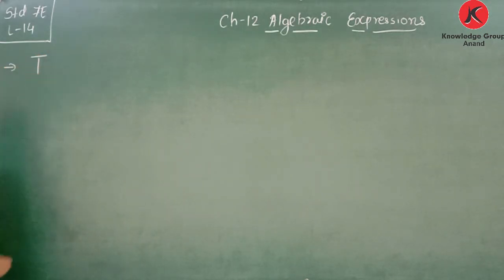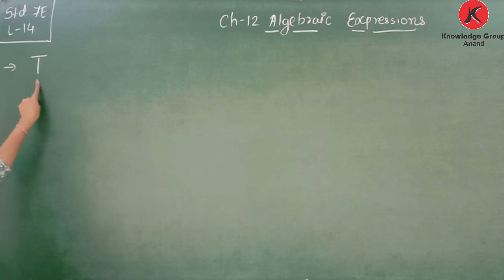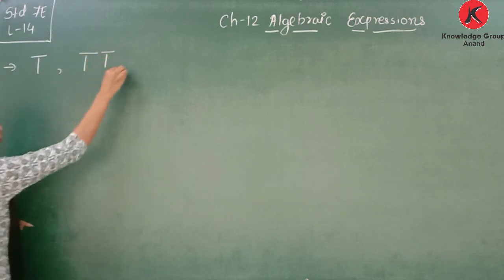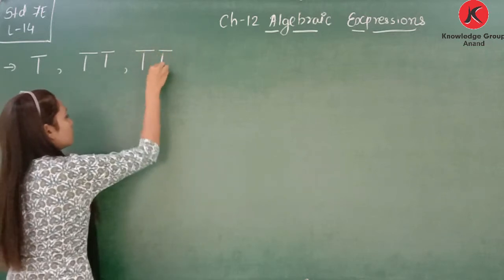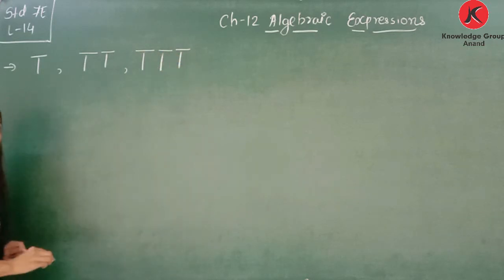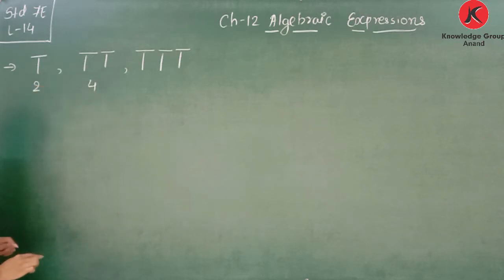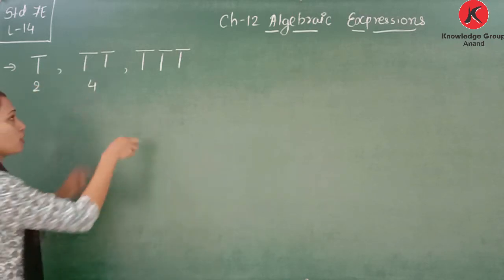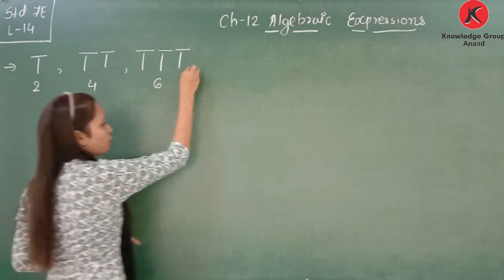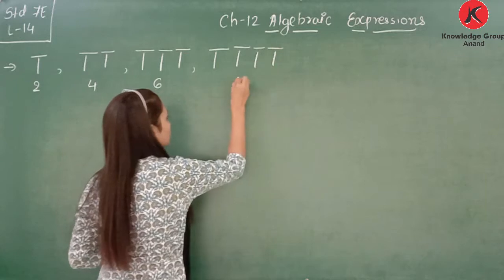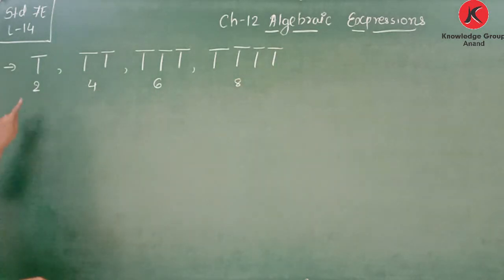If we want to get the pattern for T, how many matchsticks are required for one T? It is 2. For the second, we need 4. For the third, we need 6. So for the first, we need 2. For the second, 2 times T, we need 4. For 3 times, we need 6. For 4 times, we need 8.